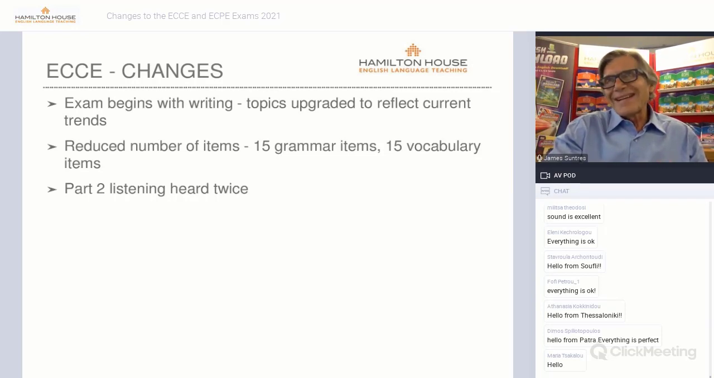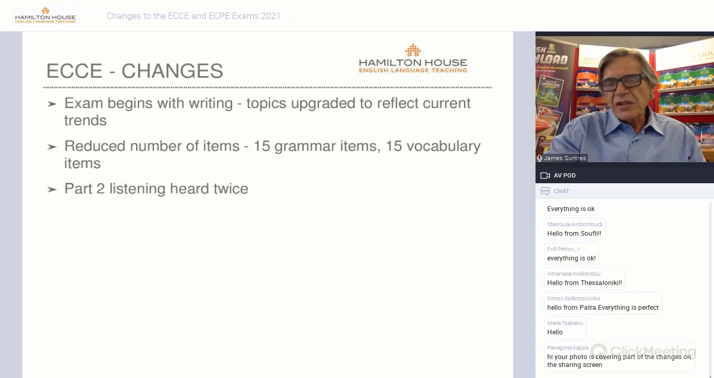Well, the rationale for putting the writing at the end was that students would be exposed to all this language, and it was thought that this would facilitate the writing process. I guess the realization was that students were probably fatigued by the end of the examination, and the writing became actually more challenging. Maybe this was why, but also so that it is in tandem with the ECPE. We have a reduced number of items, 15 grammar and 15 vocabulary items, but the type of grammar and the type of vocabulary items has not changed.